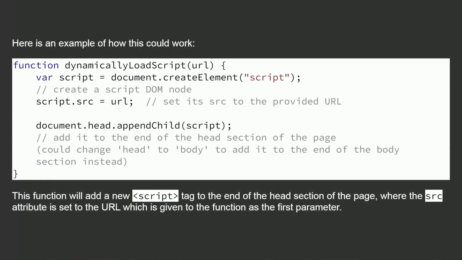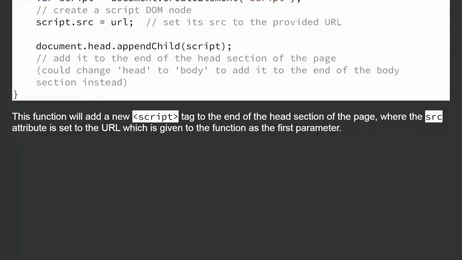Here is an example of how this could work. This function will add a new script tag to the end of the head section of the page, where the source attribute is set to the URL which is given to the function as the first parameter.